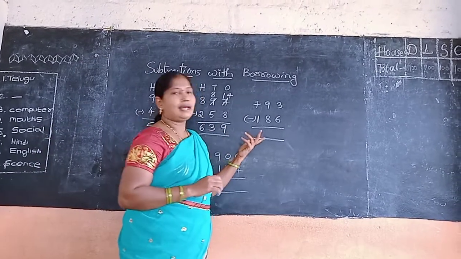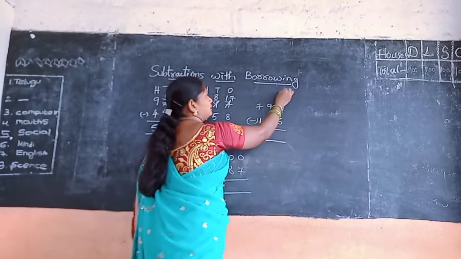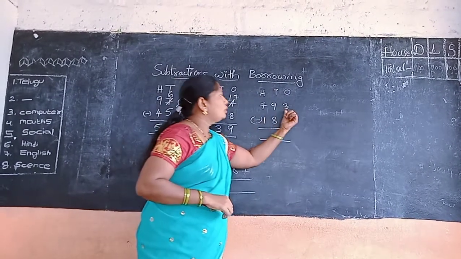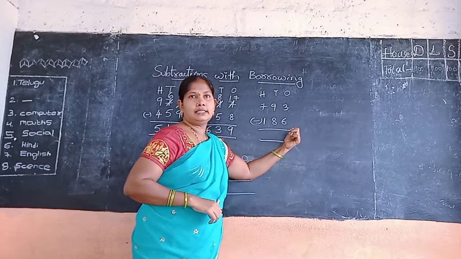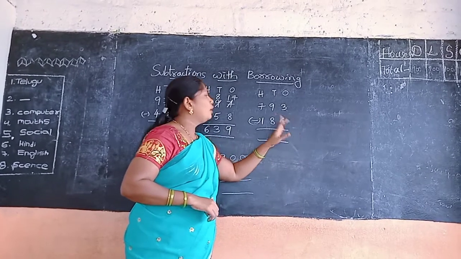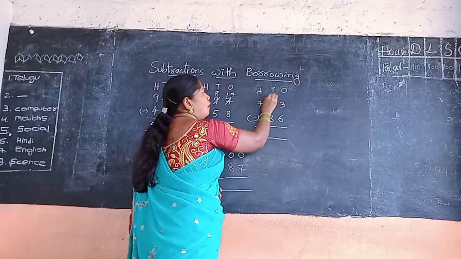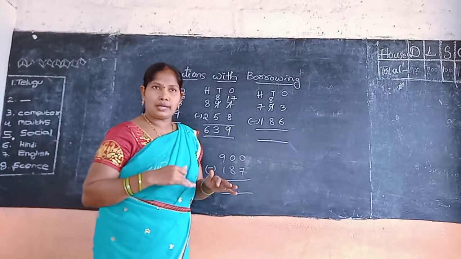Now go to next sum. Okay, this one also same. This is 1's place, this is 10's place, this is 100's place. Okay, now 3 is less than 6. Is it possible? Okay, not possible. Now go to borrowing. Okay, now reduce 10's place by one number. Okay, 9 minus 1 is equal to 8.